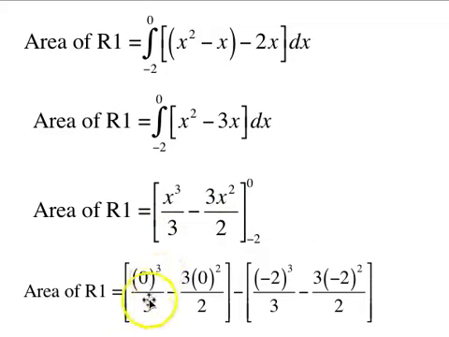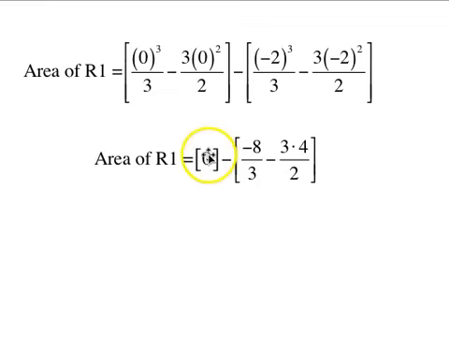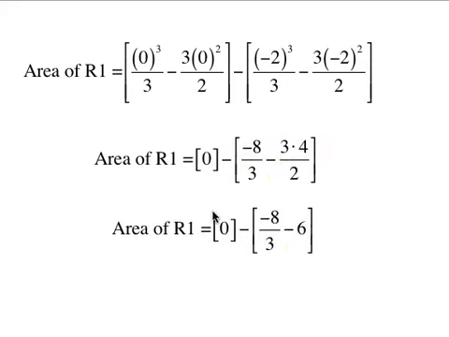Now this first piece, 0 cubed over 3 minus 3 times 0 squared over 2, that is just 0. This piece, -2 times -2 times -2 is -8 over 3, minus 3 times -2 squared, 3 times 4 over 2, 12 over 2 is just 6. So that'll be 8/3 plus 6 when we distribute that negative sign. 8/3 plus 6 is 26/3. So 26/3 is our area of region 1.